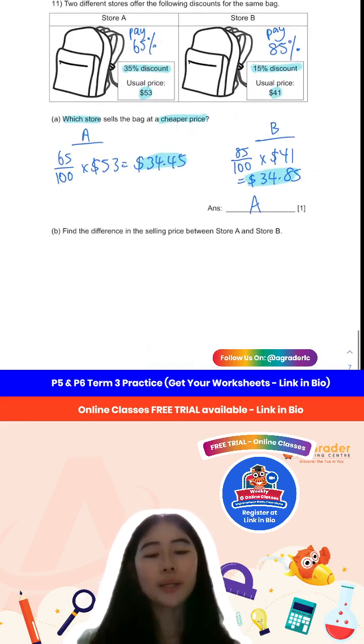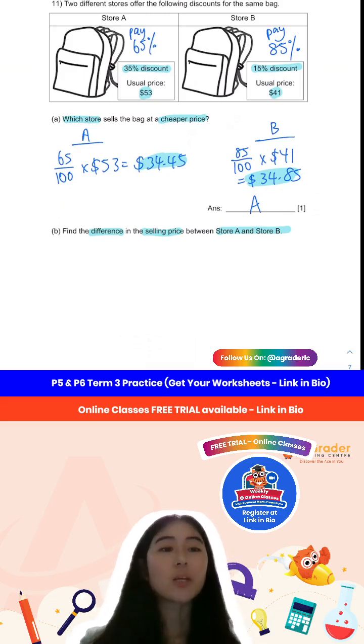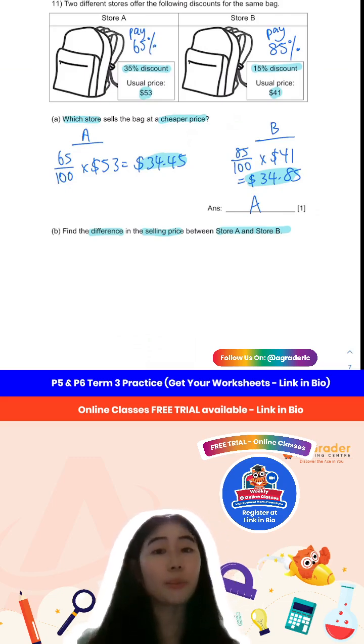Okay, then for part B, they ask you to find the difference in the selling price between store A and store B. This one is just one step, right? What do you guys think the answer is? What is the difference between the amount that you're paying for store A versus store B?